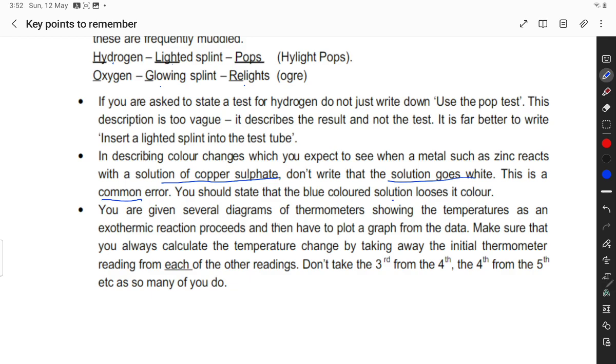You are given several diagrams of thermometers showing the temperature as an exothermic reaction proceeds, and then have to plot a graph from the data. Make sure that you always calculate the temperature change by taking away the initial thermometer reading from each of the other readings. Don't take the third from the fourth, the fourth from the fifth, etc. Always calculate the temperature change by taking away the initial thermometer reading.